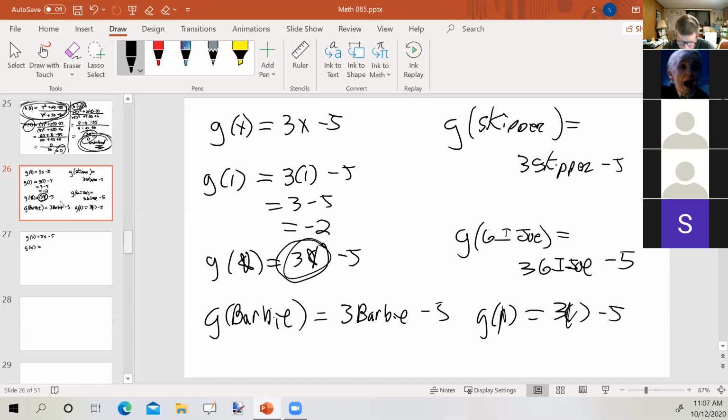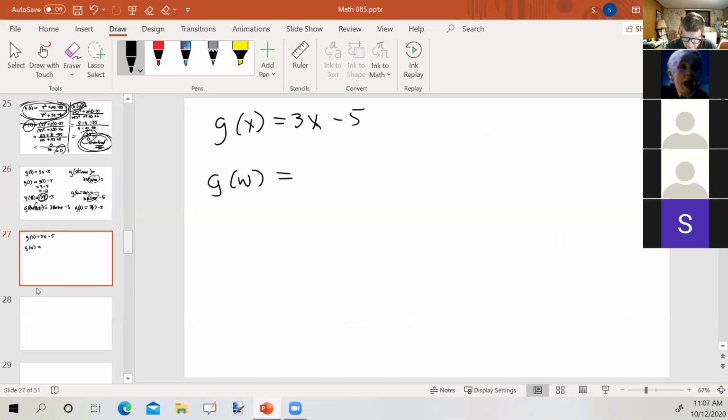Think about it, Roger. What did the star do? What did Barbie do? What did Skipper do? What did G.I. Joe do? It replaced x. So what's g of w? 3w minus 5. Right. It's not 3x times w, it's 3w. w is replacing x. See it?